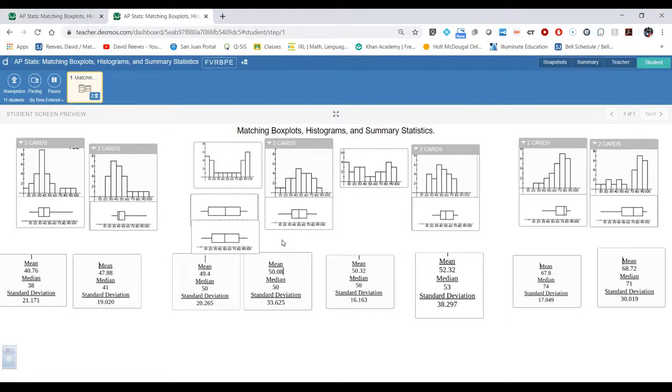Gosh, they're really close, aren't they? What do you notice about this one, right? What do you notice? Do you see how that one's a little more wide, right? See how that one's a little more spread out and that one's a little less spread out? This one looks a little more symmetrical, doesn't it? All right. So I don't know. What do you think?